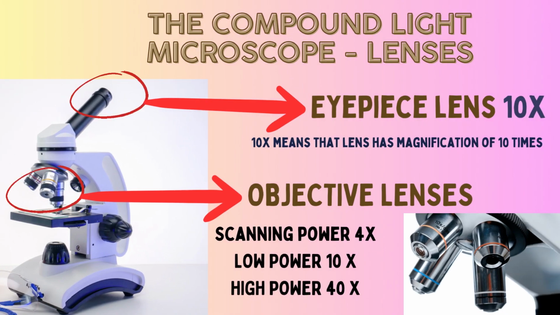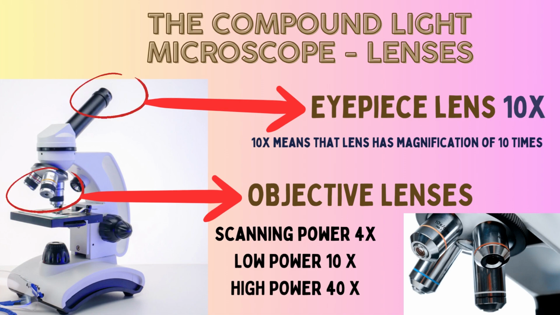Types of microscope will have different types of lenses. But what they all have in common is that they have an eyepiece lens and objective lenses. The eyepiece lens, in this case in a compound light microscope, will be 10 times. This 10 times means that the lens has a magnification of 10 times. Different types of microscopes can have eyepiece lenses between 5 to 30 times.